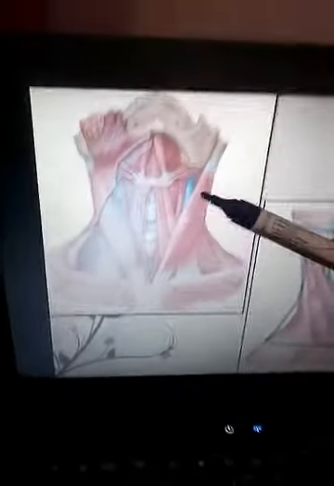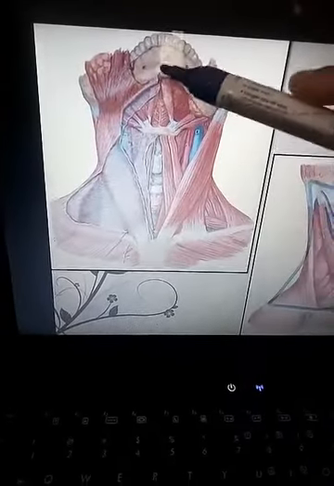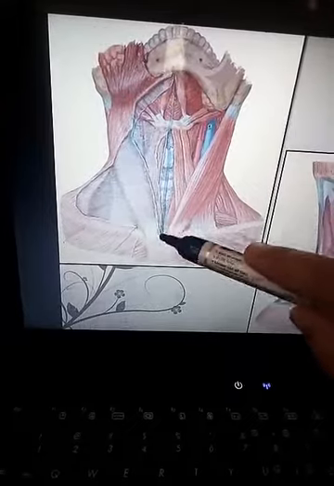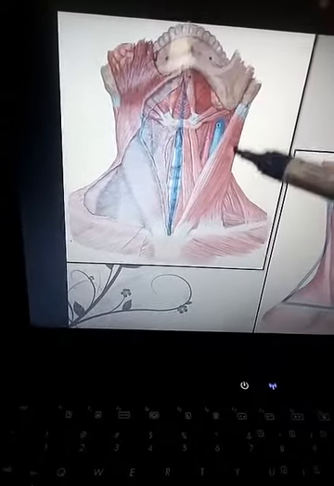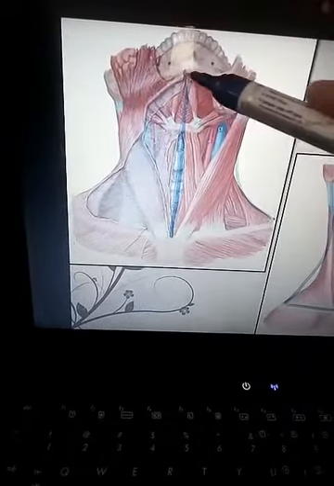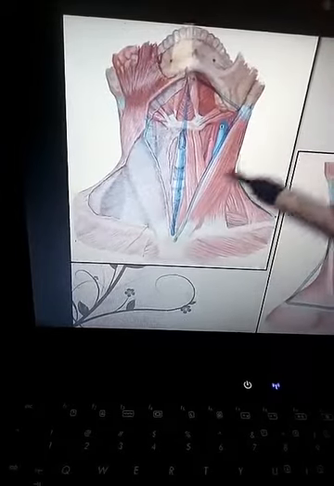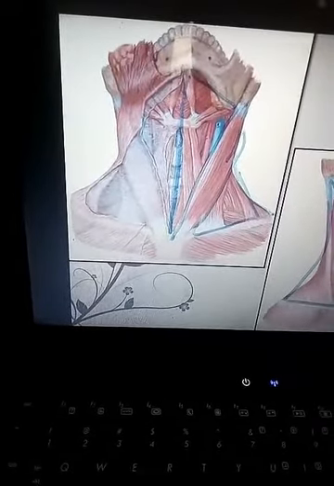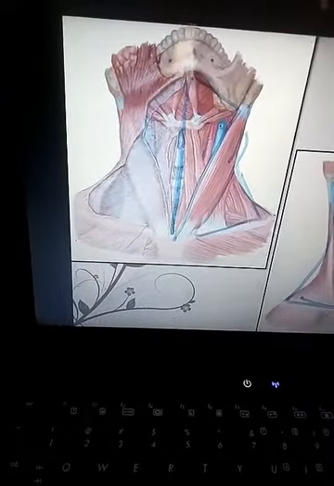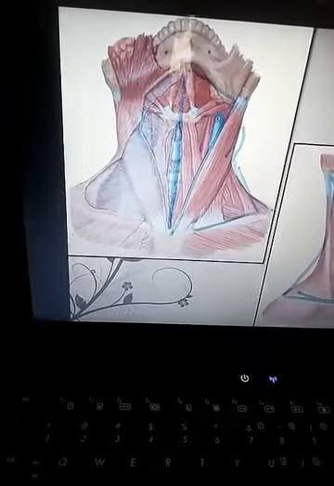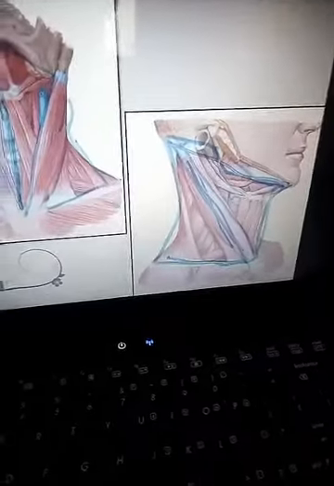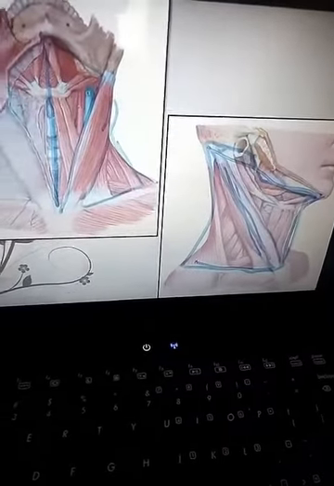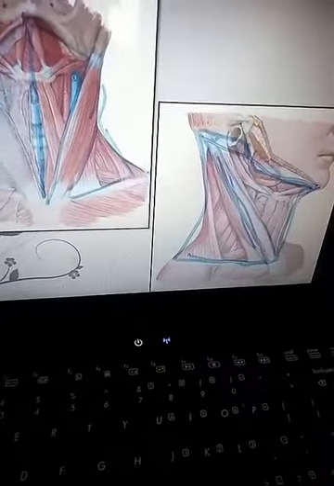So here also you can see the sternocleidomastoid. So this is the anterior median line, okay, and we have the posterior line. So this is the anterior triangle and this is the posterior triangle. So you can see this is the posterior triangle and this is the anterior triangle. Okay, then we will see the sternocleidomastoid muscle first of all.